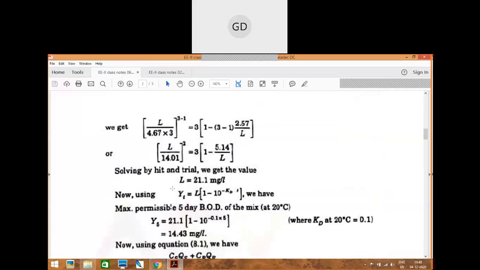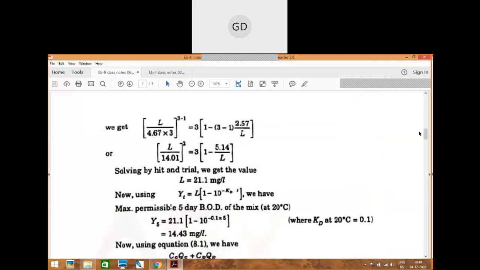Now after you have got the BOD, you have to use the 5-day BOD equation that we got while studying BOD and COD. That time we got the equation Y T equal to L times 1 minus 10 to the power minus KD into T, the first stage BOD equation. In this formula you put this L value, and KD is 0.1, already mentioned in the question. After putting all these values, you will get the permissible 5-day BOD, which is 14.43 milligram per liter.